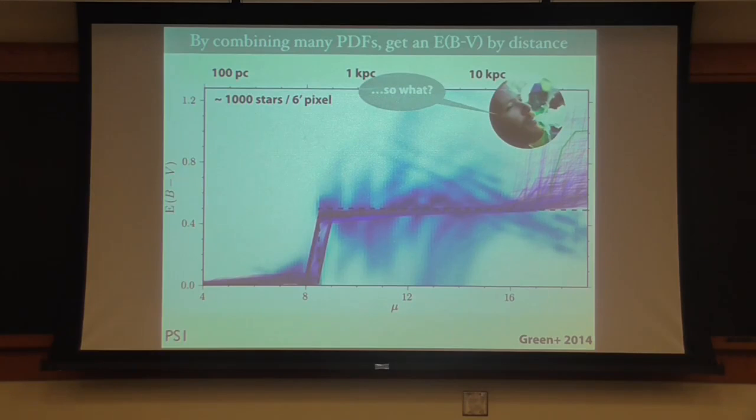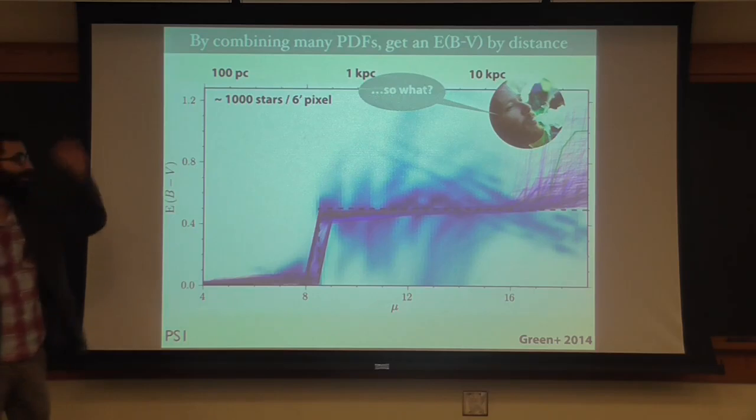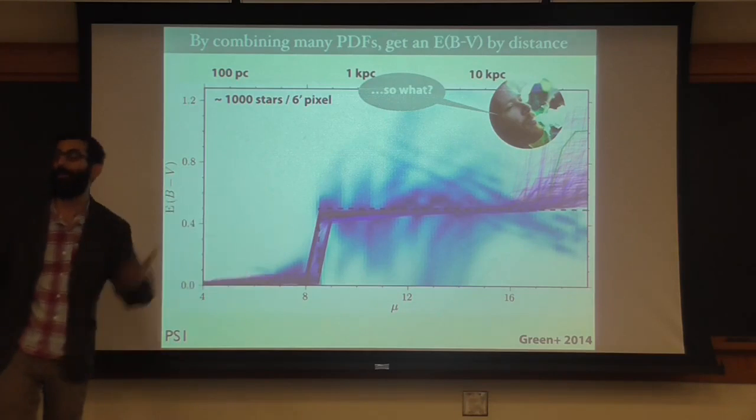So this allows us to build this 3D map, right? This is 1 pixel, and I say, as I go in distance, I see this much dust, and so I take these and I do this for every pixel in the sky, and yeah, I have a 3D map. And then Carl says, so what? So you have a 3D map. Well, I'll tell you, Carl.